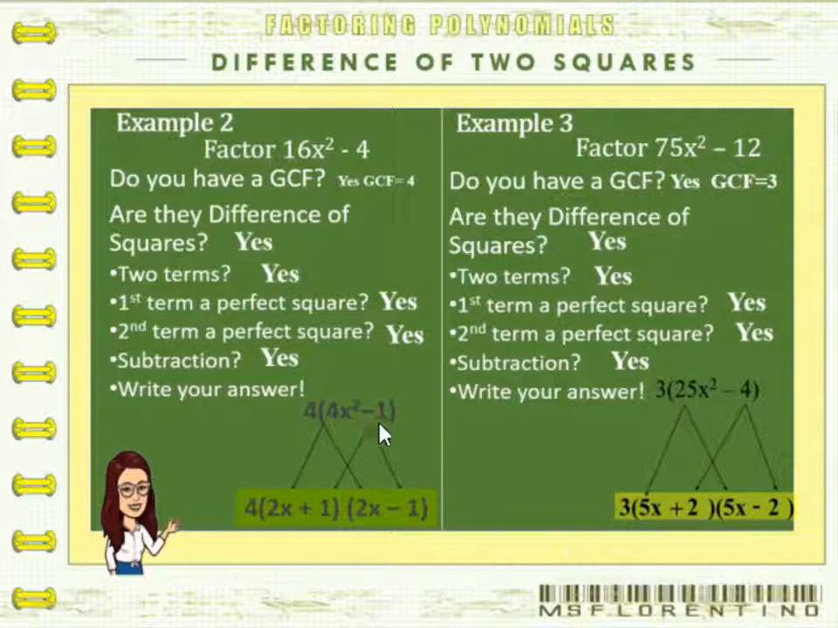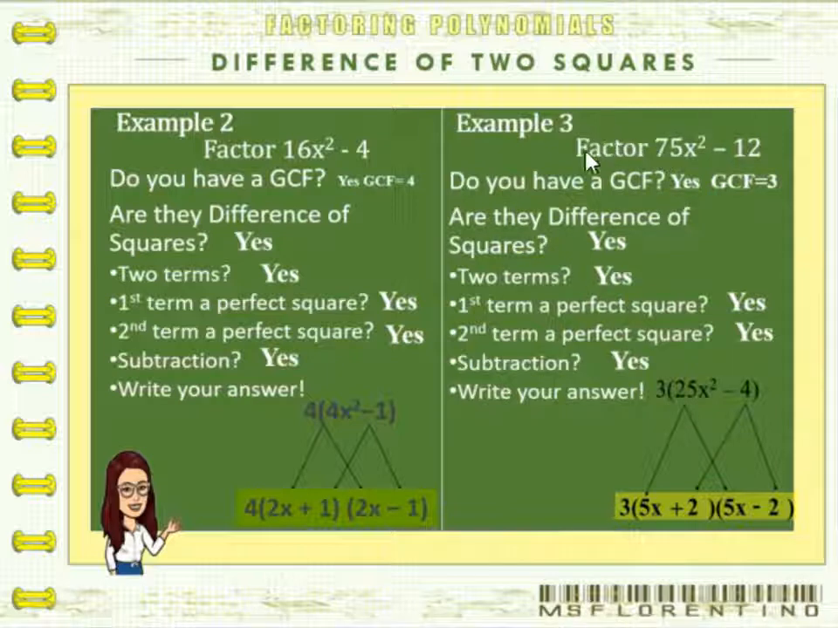And that is applying the difference of two squares. We get the square root of 4x squared, that is 2x, and the square root of 1 is 1. Since there's a minus sign in between, we use plus and minus for the factors. The complete factored form of 16x squared minus 4 is 4 times quantity 2x plus 1 times quantity 2x minus 1.